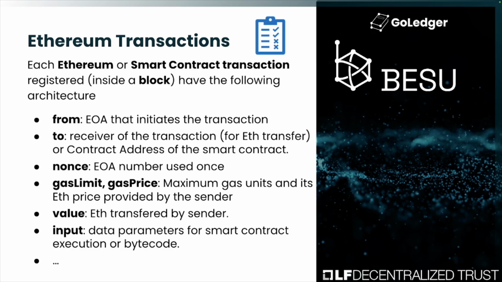Lastly, the input field holds additional data. For example, for contract execution, it contains the required parameters, while for contract deployment, it stores the smart contract bytecode. These fields collectively define and facilitate the execution of Ethereum transactions, ensuring secure and efficient operation within the blockchain.